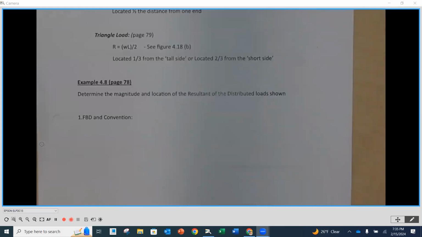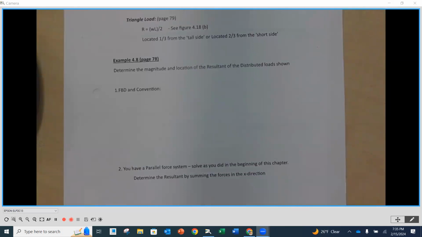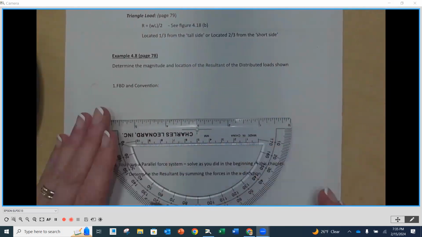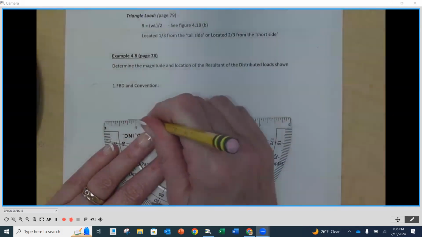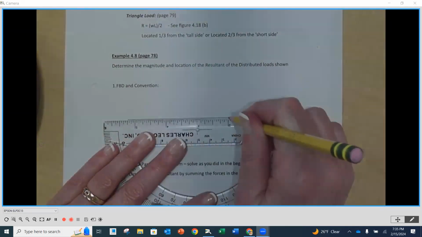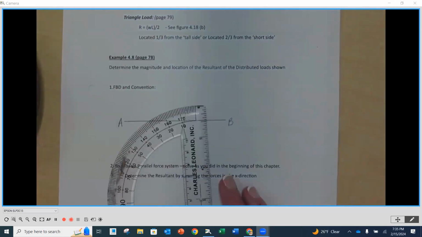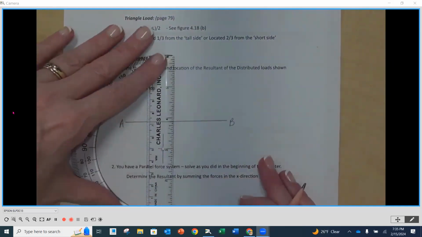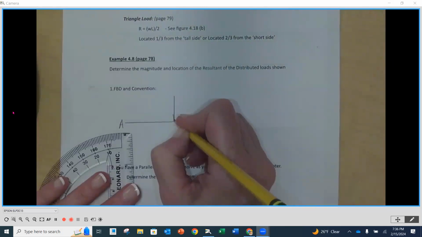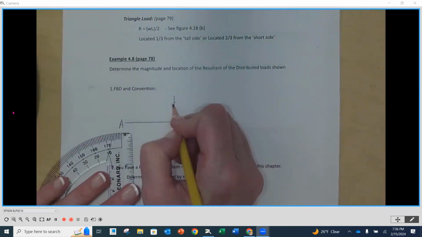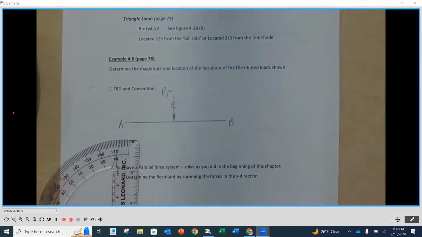So as we look here on page 21, first things first, we're going to draw our free body diagram and add our convention. To draw our free body diagram, we are simply going to draw from A to B. The first one is going to be at the geometric center. This is going to be our resultant for the evenly distributed load. We'll call this R1, like the book does.